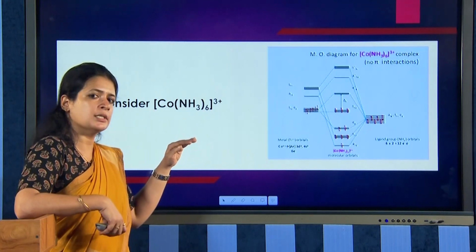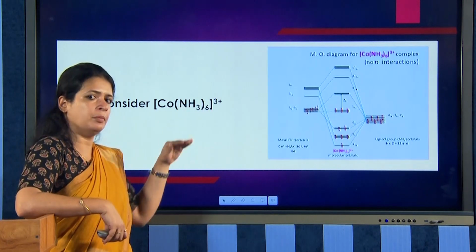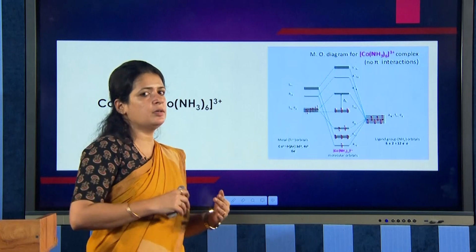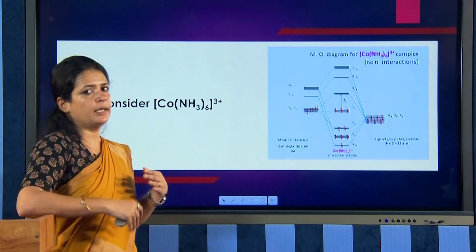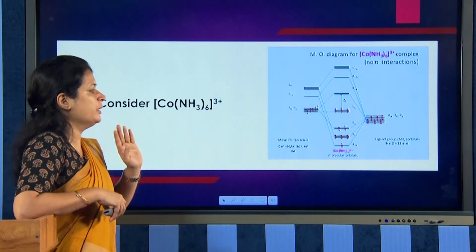Bonding molecular orbitals are formed by the positive combination, antibonding molecular orbitals are formed by the negative combination, and this T2G remains as such because they are not involved in sigma bonding, they are meant for pi bonding. This is the way of forming.